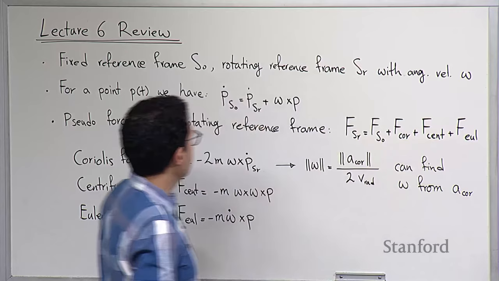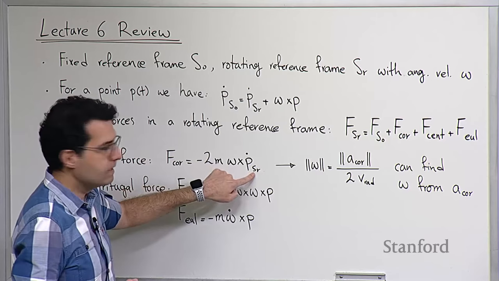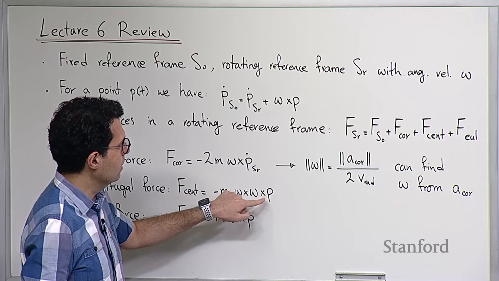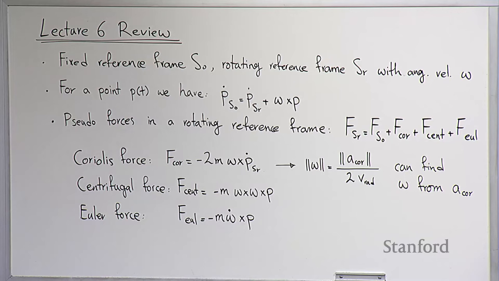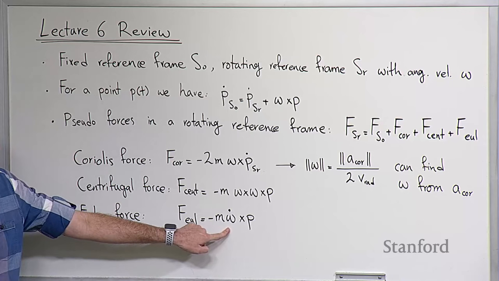The first one is called the Coriolis force, given by minus 2m omega cross p dot, so it's proportional to the angular velocity of the rotating frame and the velocity of the particle in the rotating frame, p dot. Then there's the centrifugal force, given by minus m omega cross (omega cross p), so it is proportional to the position of the particle and the square of the angular velocity. And finally, you have the Euler force, given by minus m omega dot cross p, so it's proportional to the position of the particle and its angular acceleration. This is omega dot here.